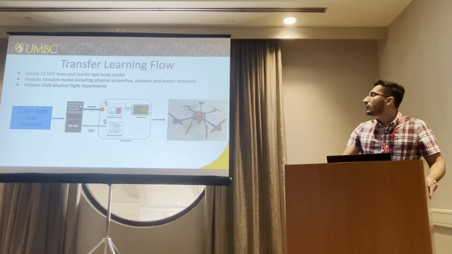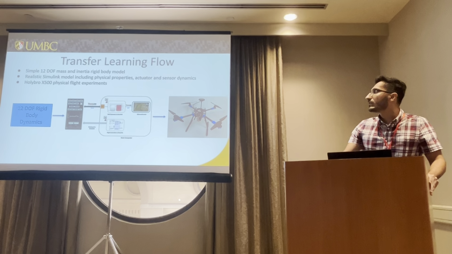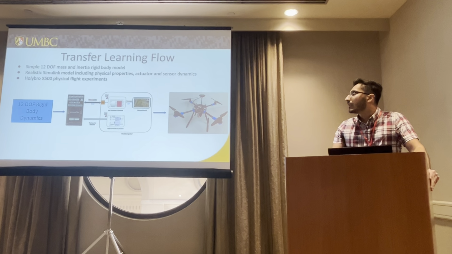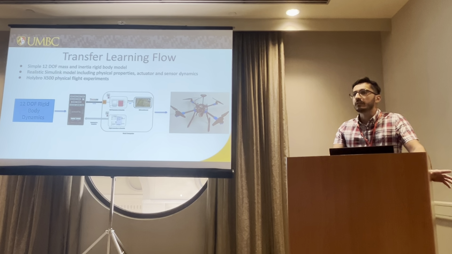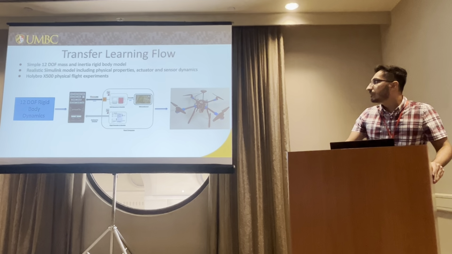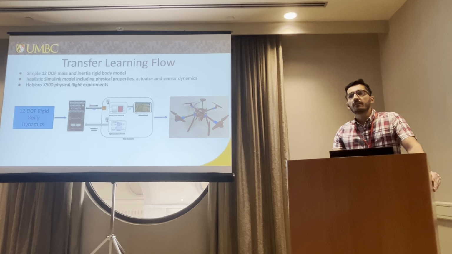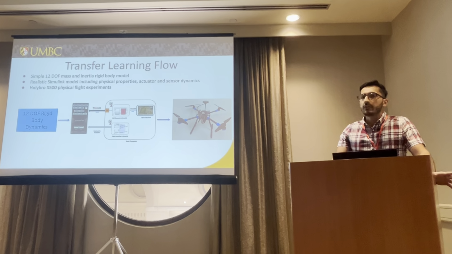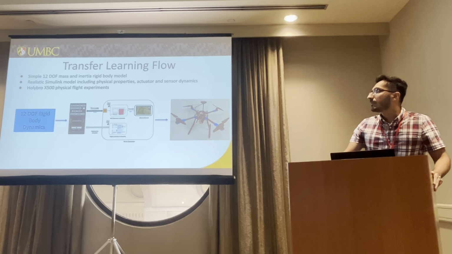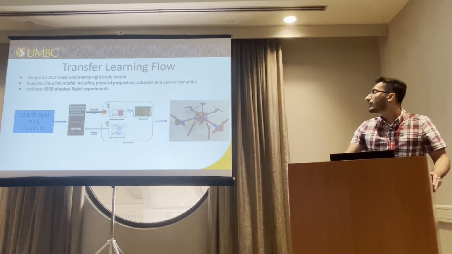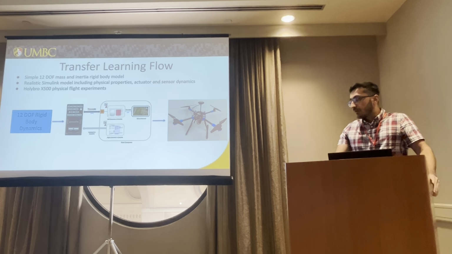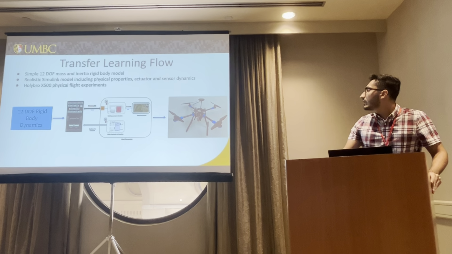We start with 12 degree-of-freedom rigid body dynamics. This is our source environment. We do the learning process there, and it's the simplest model with the least amount of knowledge. Then we transfer what we learned to a more realistic model that includes actuator dynamics, sensor noise, and communication delays, and it enables us to do hardware-in-the-loop simulations with the Pixhawk flight controller and also software-in-the-loop. And finally, we move what we learned to the physical quadrotor.